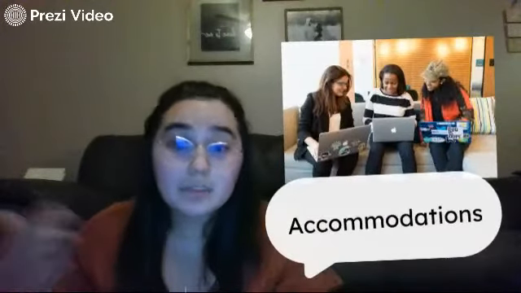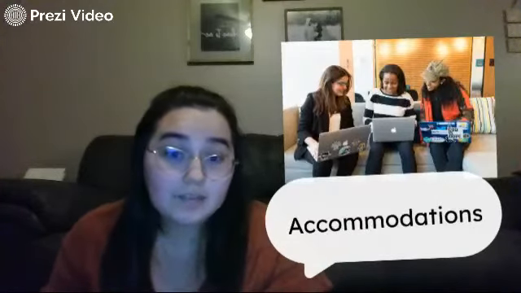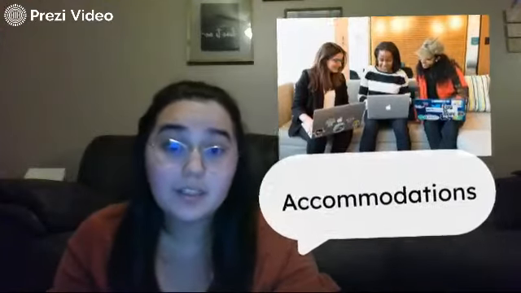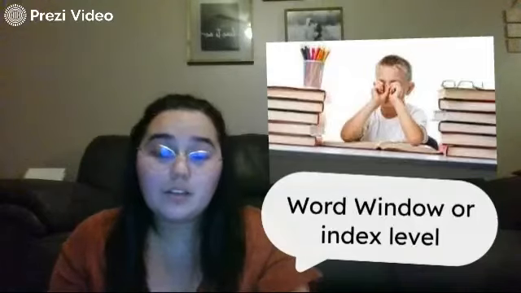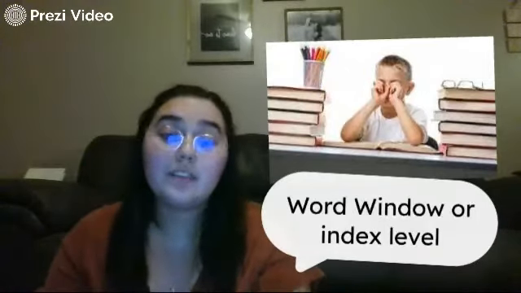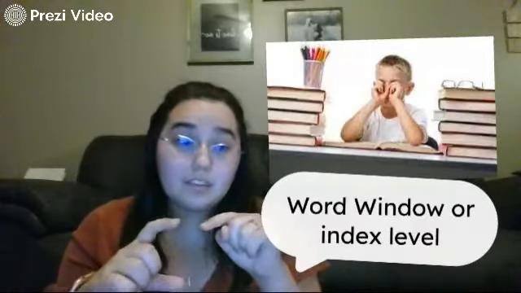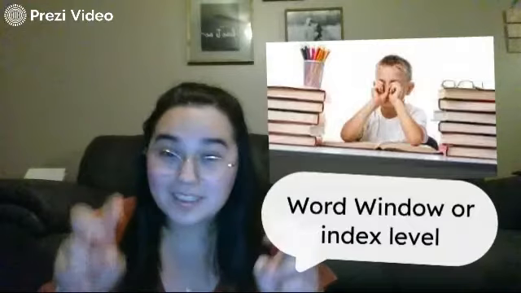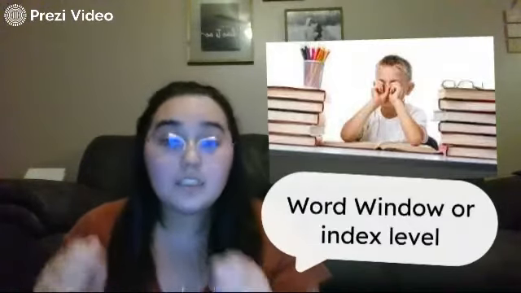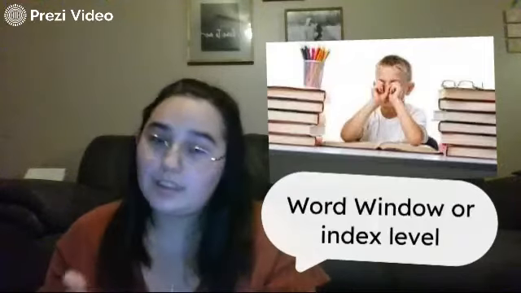And then I wanted to talk about some accommodations that we can use in the classroom. There's lots of accommodations that we can do for individuals with a visual processing disorder. One of them is a word window or an index level. Basically you take an index card for a word window and you cut out a little square in the index card. And then while they're reading, they'll just move that along. And so the only thing in the little window is the word that they're on.